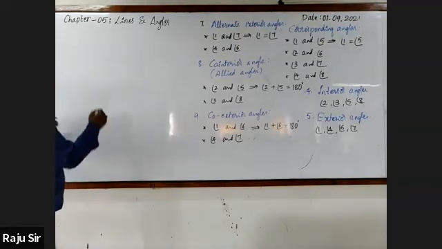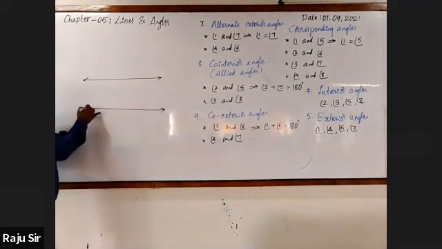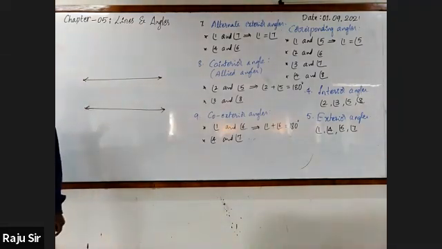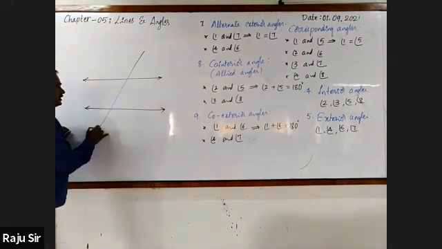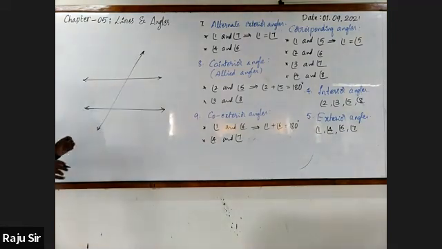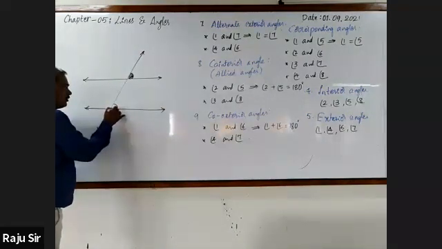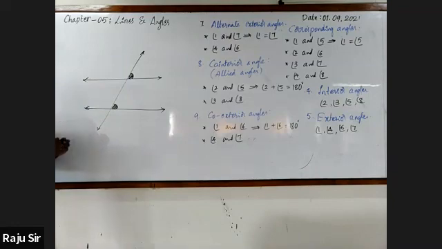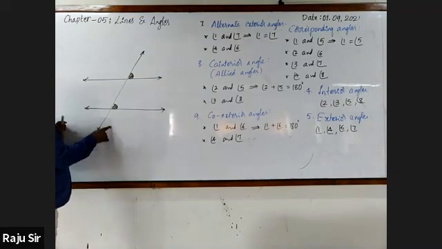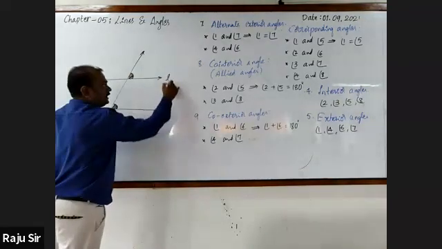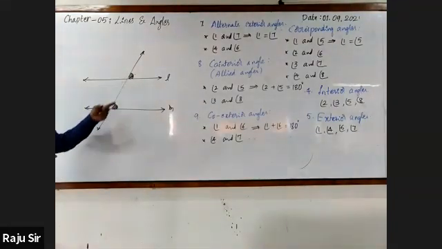Listen. We have some axioms with respect to parallel lines and transversal. So these are the two parallel lines. Then what is this? Transversal. What are these? Corresponding angles. If a transversal intersects two parallel lines, then the corresponding angles are equal. Each pair of corresponding angles is equal.